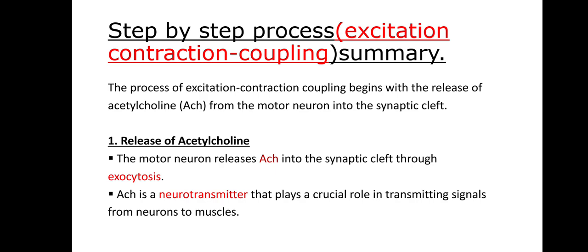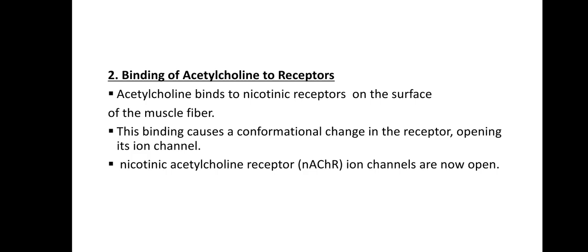So on the release of acetylcholine, you should be writing it like this: release of acetylcholine. Then you start explaining under it. What happens? The motor neuron releases acetylcholine into the synaptic cleft through exocytosis. Acetylcholine is a neurotransmitter that plays a crucial role in transmitting signals from neurons to muscles. Then you go to 2.